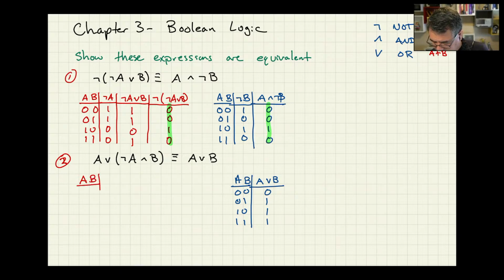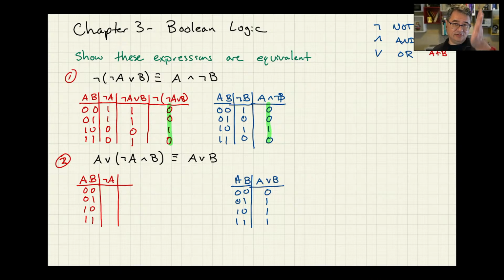I'll get you started over here. Just A and B, 0, 0, 0, 1, 1, 0, 1, 1. And then the first operation to be done is the not A. So you'll invert the A column and write that down in the not A column.